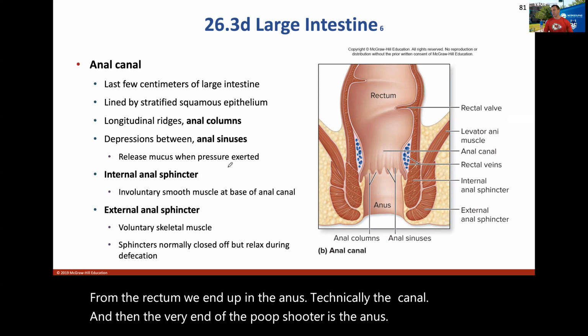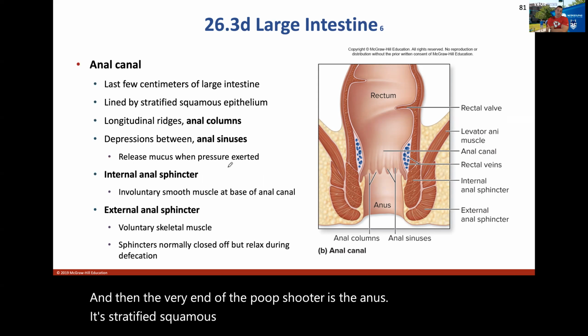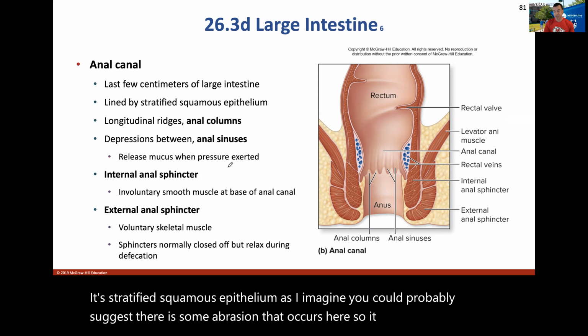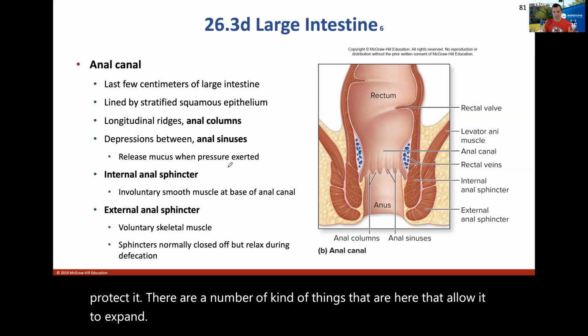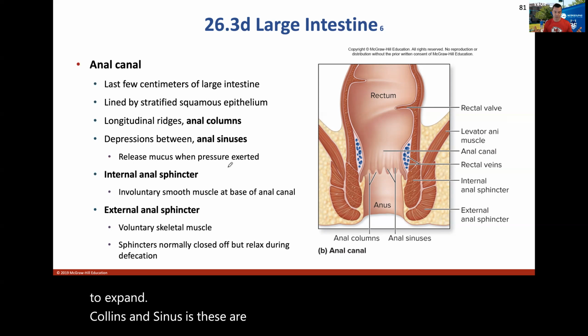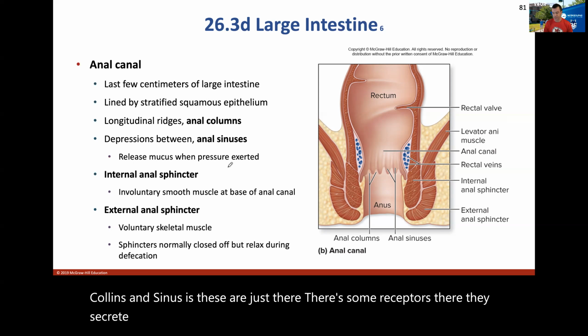It's stratified squamous epithelium. As you could probably suggest, there is some abrasion that occurs here, so this helps to protect it. There are a number of things here that allow it to expand. Anal columns and anal sinuses have some receptors there. They secrete mucus. They allow the rectum to expand as fecal matter gets deposited here while you wait to go to the bathroom.